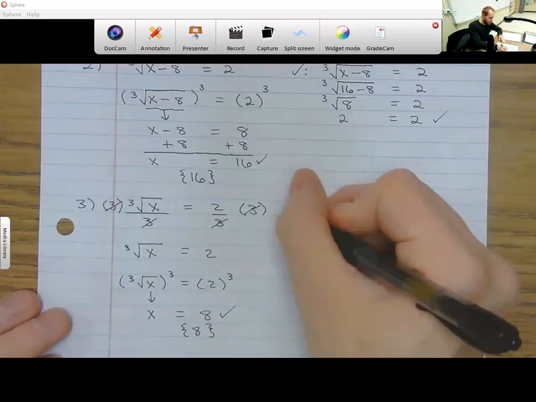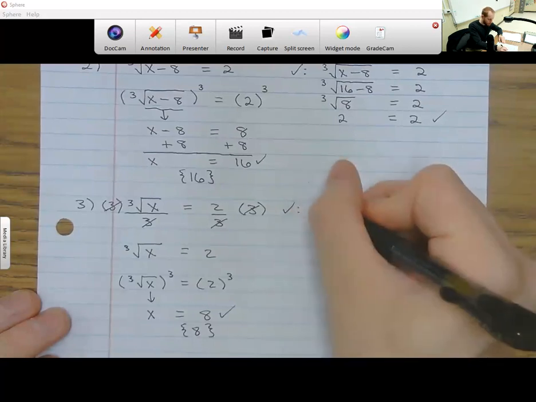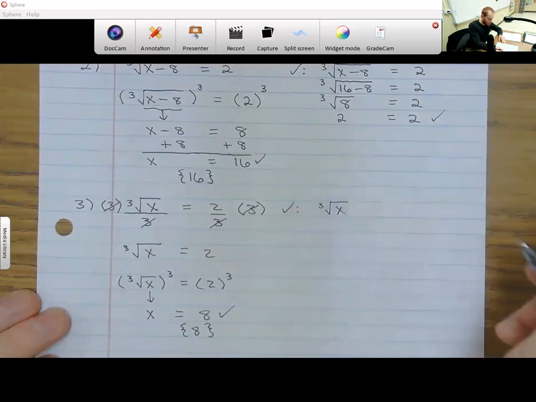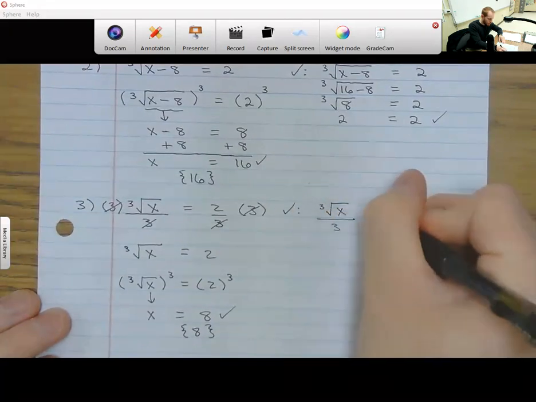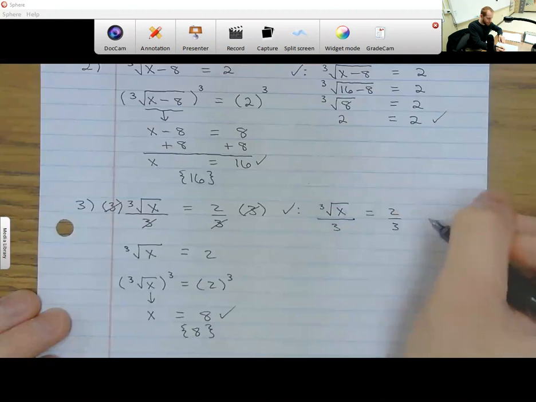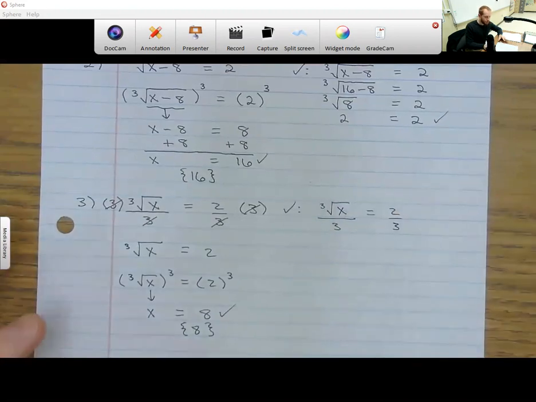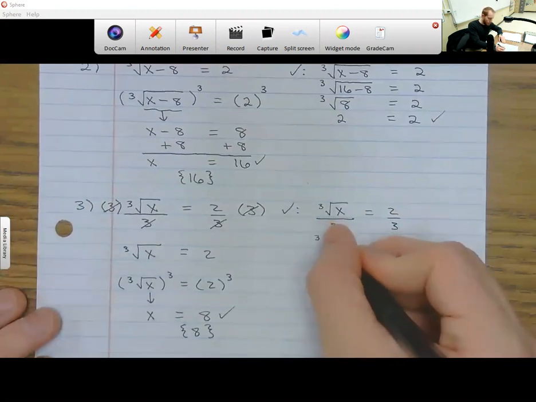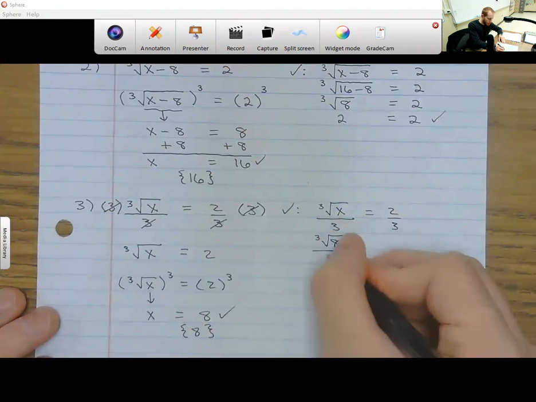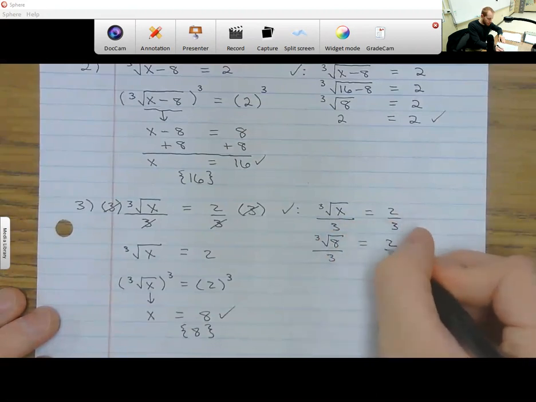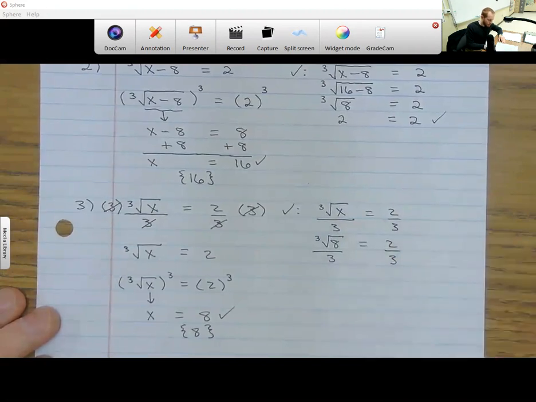So now when I check it, I'm going to rewrite my original equation. That was cube root of x divided by 3 equals 2/3. Now, wherever I see an x inside my original equation, I'm just going to plug in 8. So I'm going to get the cube root of 8 divided by 3 is equal to 2/3. All right, so far so good. All I'm doing is replacing x with 8 because I know from the left side, x and 8 are the same thing, right? That's what that equal sign means.